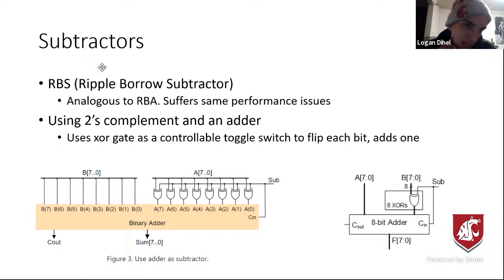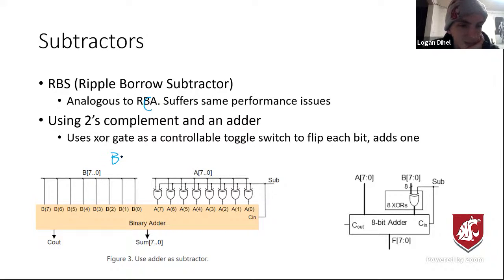Subtractors: we have two types. We have the ripple borrow subtractor, which is like the ripple carry adder, and it has the same issue where you have to get every borrow bit from the previous bit slice. There's also a carry look ahead subtractor. I've never seen it, but I'm sure it exists. But what everyone uses is 2's complement and an adder together to make the subtractor.